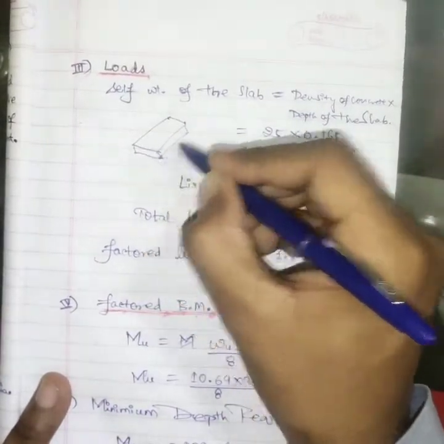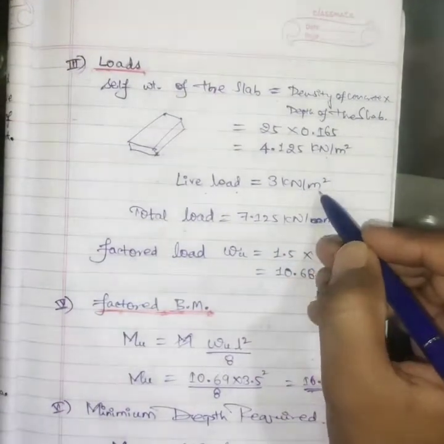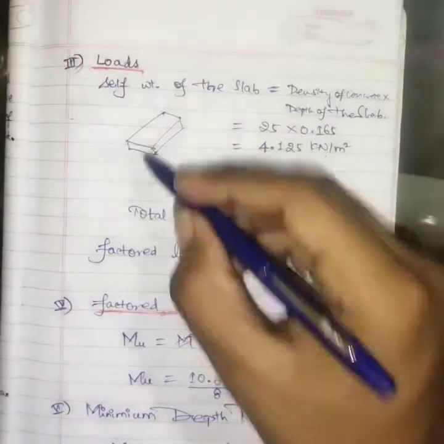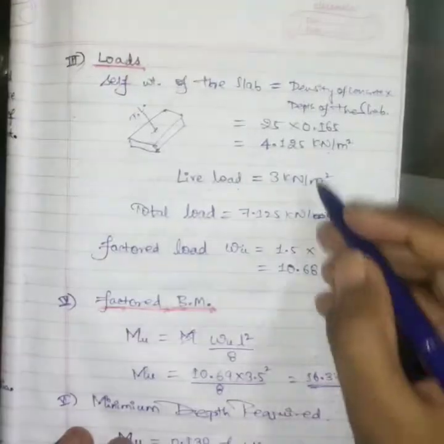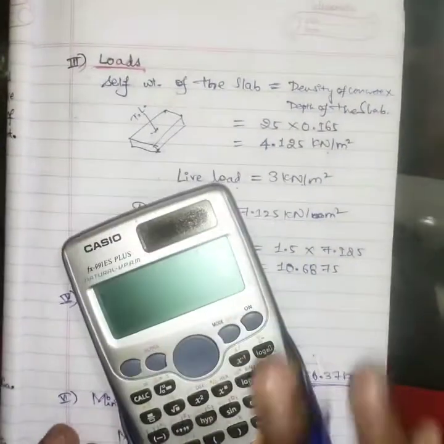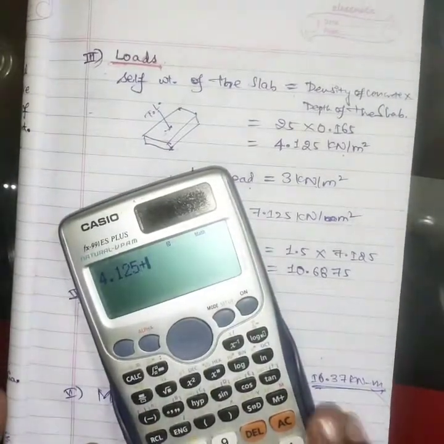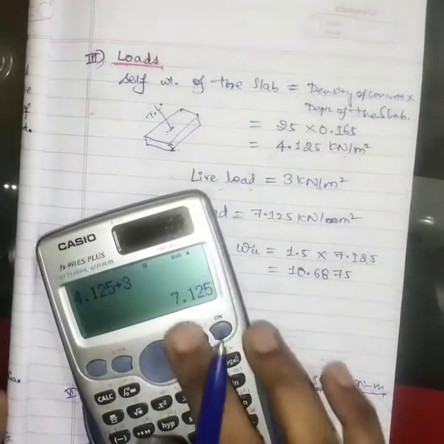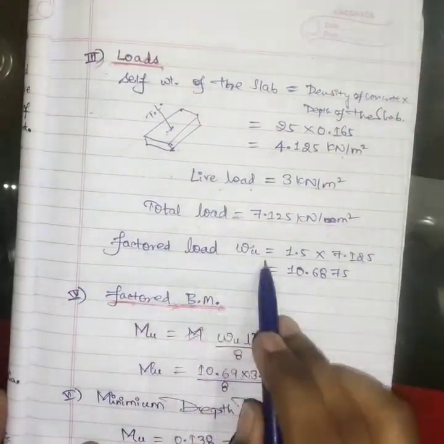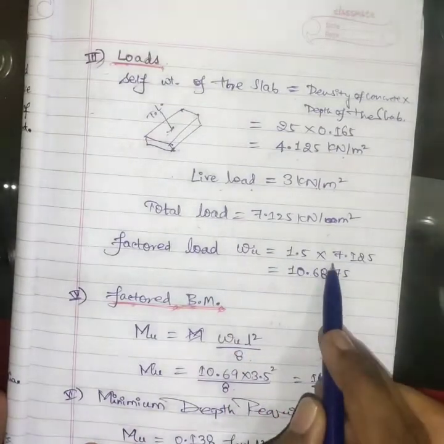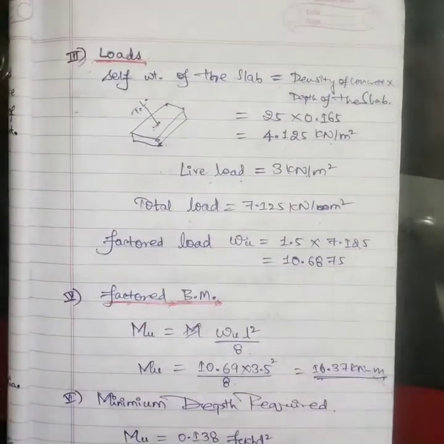The live load in the numerical is already given as 3 kilonewton per meter square. When we add both, dead load plus live load, the total load will be equal to 4.125 plus 3, that is 7.125 kilonewton per meter square, and the factored load W is equal to 1.5 into 7.125.